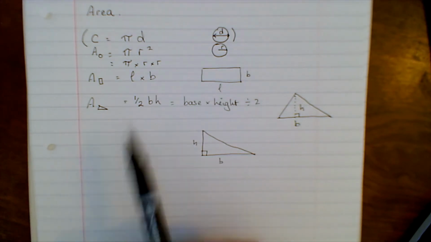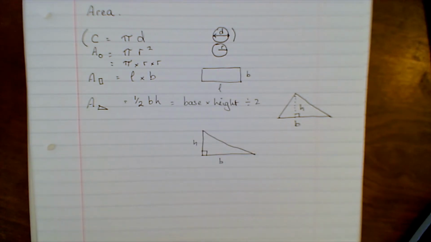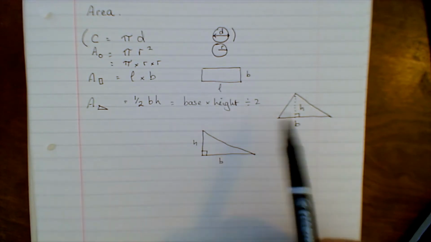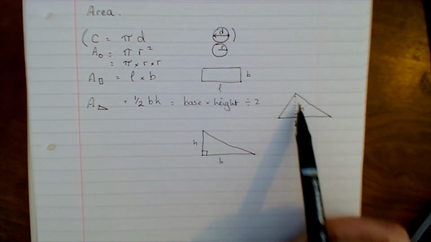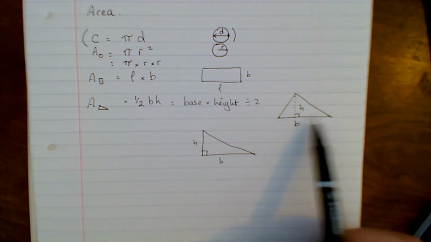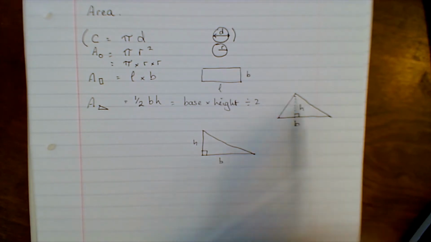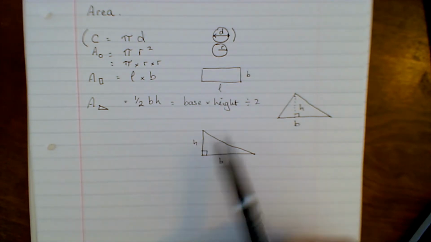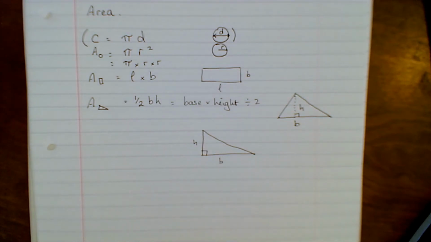Area of a triangle, you either remember it as half base times height, or you remember it as base times height divided by 2. They're the same thing. In both cases, what you're actually doing is working out the area of the rectangle you could draw around it, and then halving it. So, the height has to be at right angles to the base. In this case, the base is one of the sides, and the height has to be at right angles to it, and joined up with the opposite point. With a right angle triangle, your height and your base are both sides of the triangle.